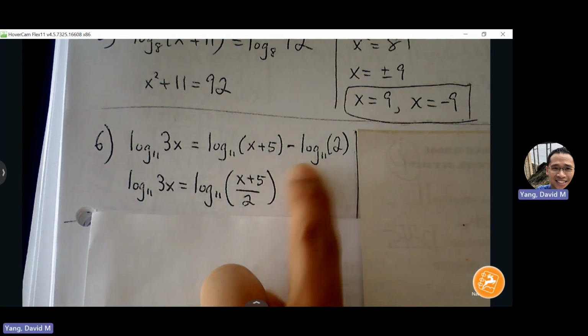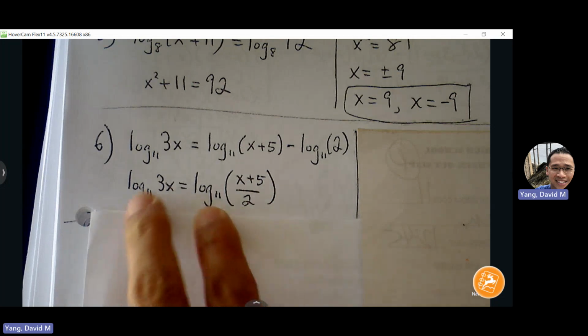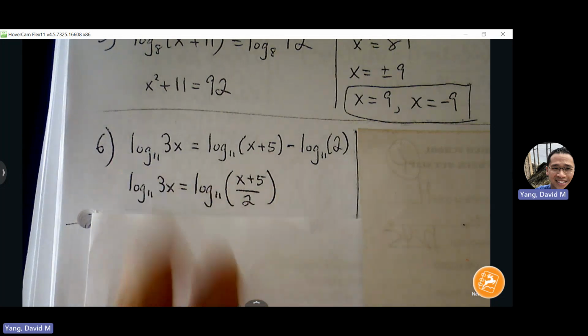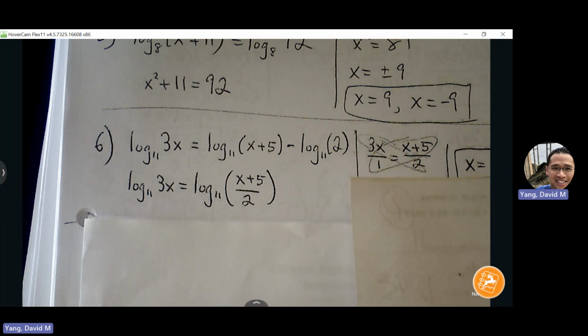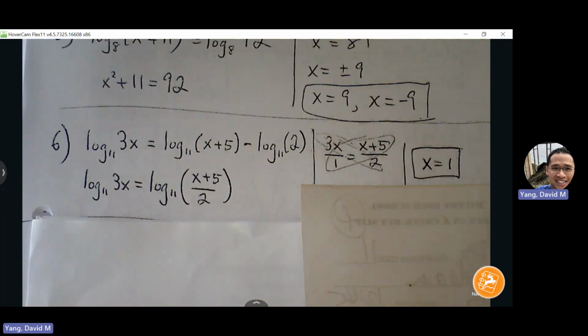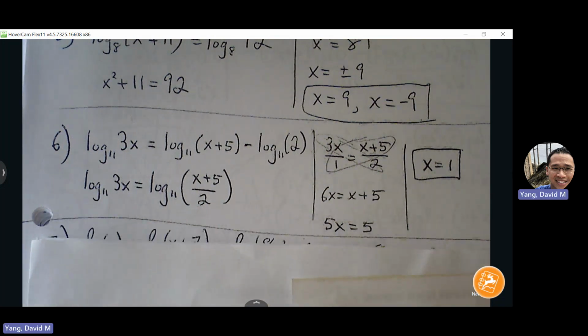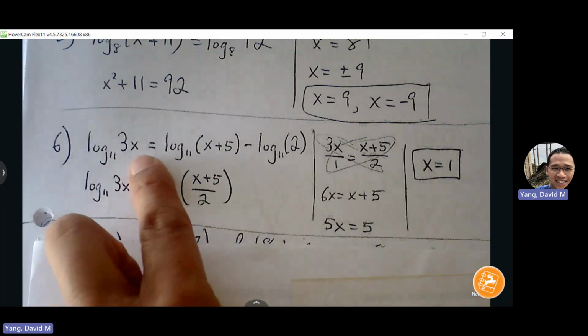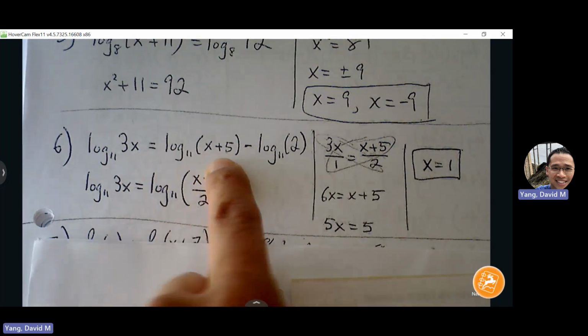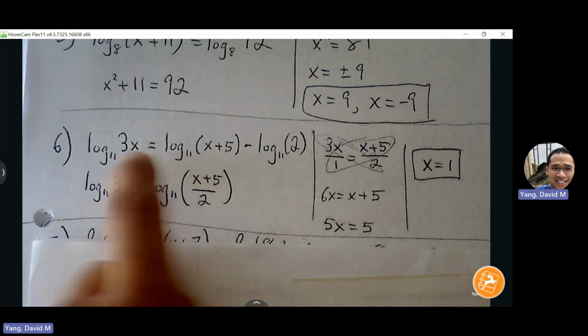Log of A minus log of B equals log of A over B. Log base 11 equals log base 11. We could drop those out. So say 3x equals x plus 5 over 2, cross multiply. Solve for x, I get x equals 1. And we got to double check, right? I got to make sure that everything inside these log expressions are good to go. Doesn't cause any of the parentheses to produce a negative value, so we're good.